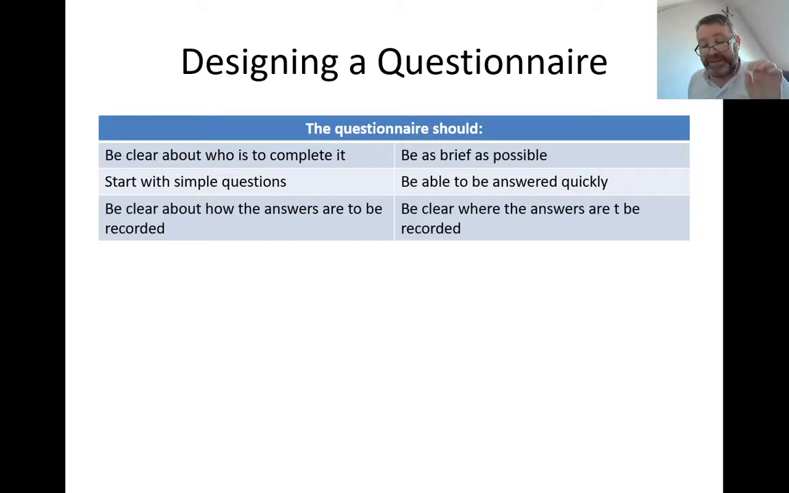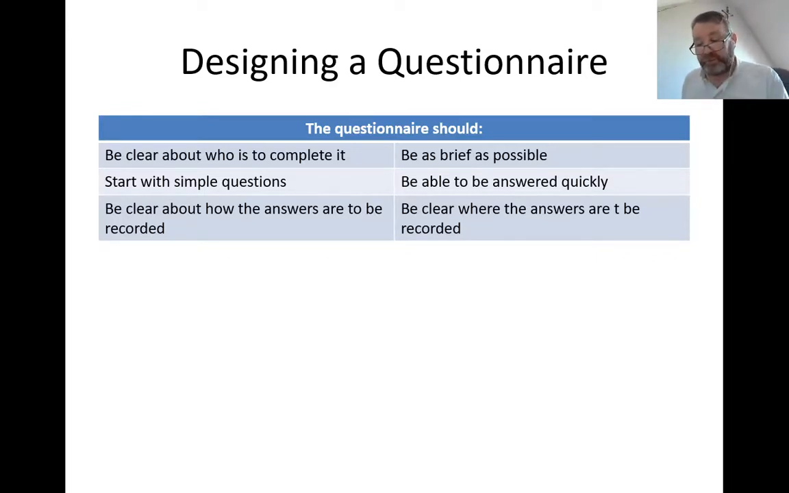So be clear about who is to complete it. So when the census arrives, the first thing it says is the head of the household is to fill out this questionnaire before a certain time and a certain day. So it's very, very clear as to who, when, and where this thing has to be filled in. Okay. Start with simple questions.